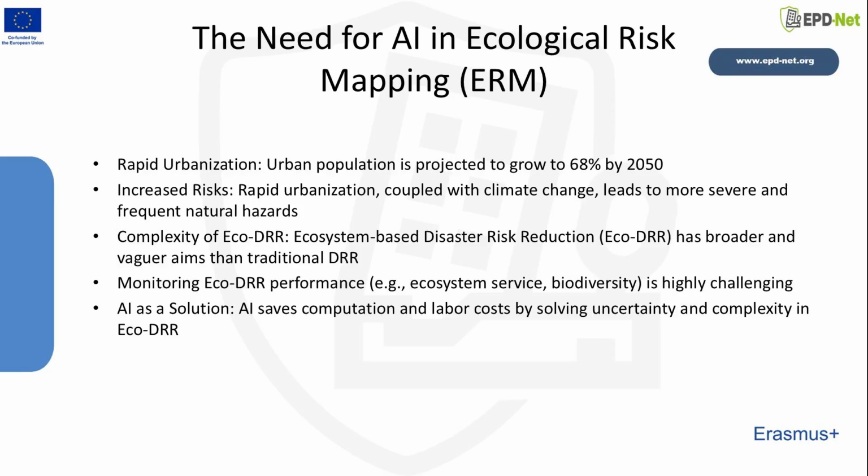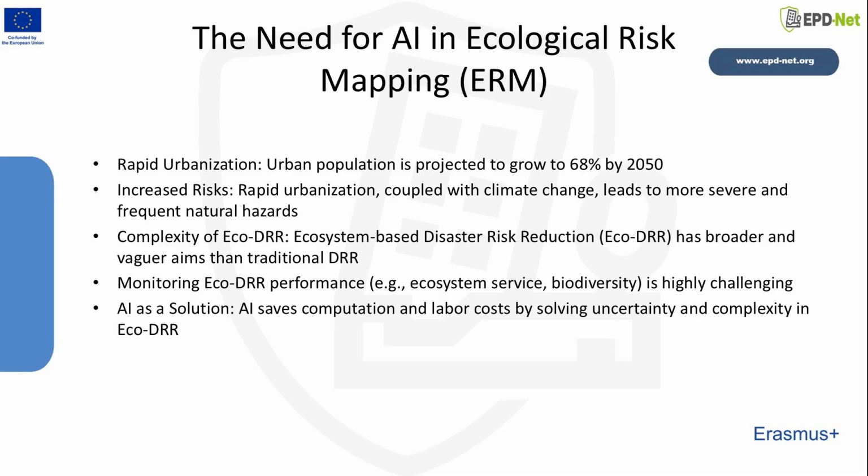On this slide, we address the critical why behind integrating AI into environmental management. Firstly, the global context is dominated by rapid urbanization. With the proportion of people living in urban areas projected to grow to 68% by 2050, urban spatial elements and population density continue to increase. This highly urbanized population faces increased risks. Climate change and the mismanagement of land and resources are triggering and intensifying natural disasters. The leading international approach for addressing this is ecosystem-based disaster risk reduction, or ECO-DRR.